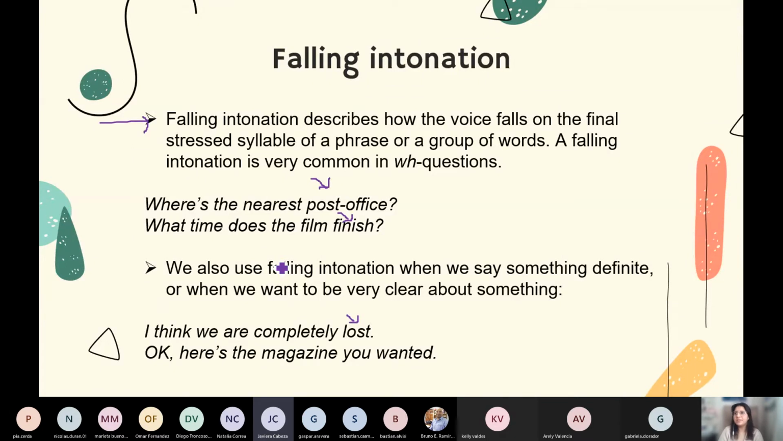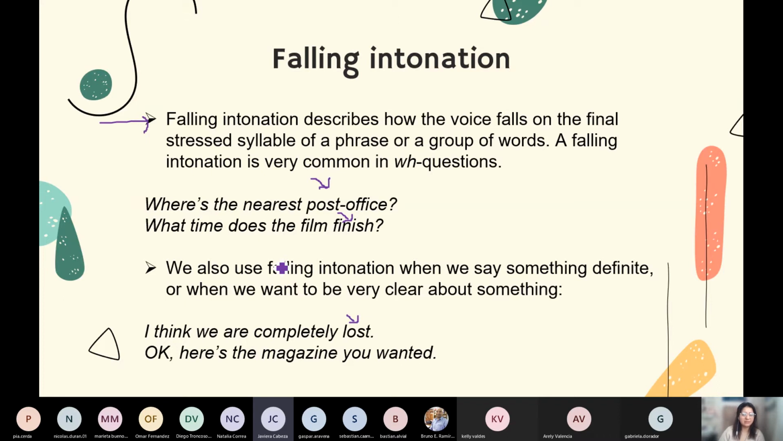Perhaps, for instance, we are in the forest and we don't have a map, or we are in a very big city and we don't have Google Maps or something. So in that case, we will use a falling tone because it is something we are very clear about. It is very obvious in one of those cases that we are lost. So that's why we use a falling tone.